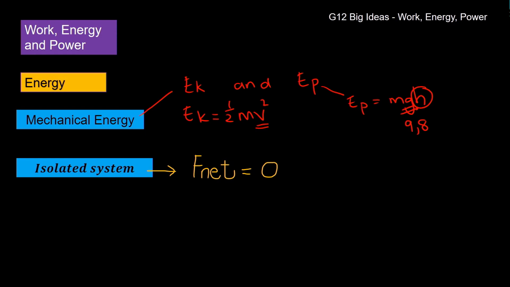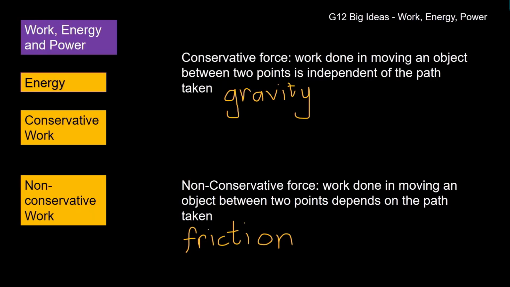the net force on that isolated system is 0. It's really, really important that you bear that in mind. So the net force on an isolated system is equal to 0. This brings us to these two big words, conservative and non-conservative. If you think about the word conservative, conserve, it is conserving the energy of the system.